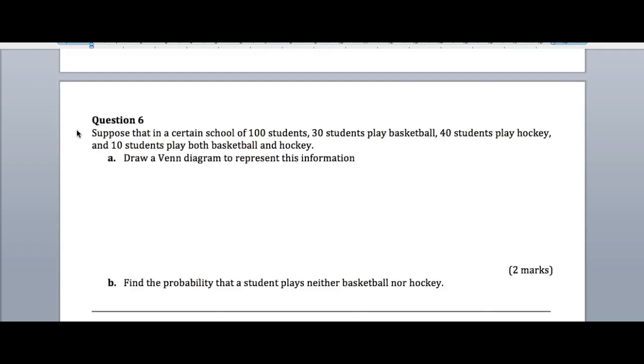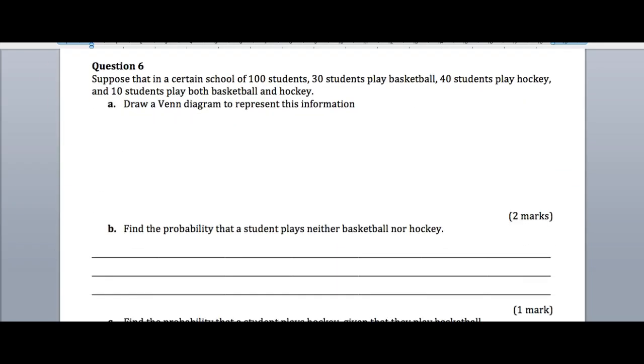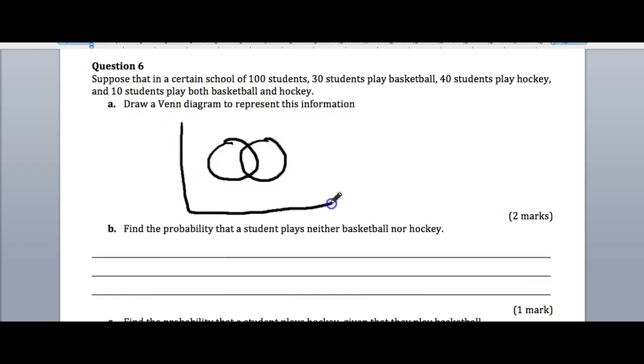Okay, let's move on. Question 6. Suppose that in a certain school of 100 students, 30 students play basketball, 40 play hockey, and 10 play both basketball and hockey. Draw this information on a Venn diagram. Remember, I like two-way tables, but let's do a Venn diagram. Let's challenge myself to actually do a Venn diagram.